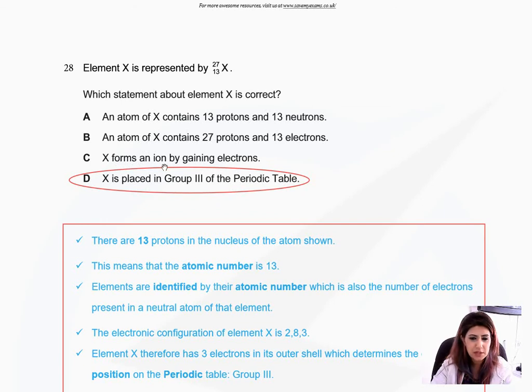X forms an ion by gaining electrons. If we look at aluminum, aluminum is in group 3. It does not take, it gives away 3. Remember, aluminum forms 3 plus? Yeah, 3 plus because they give away 3. So they don't gain, they lose. So that's wrong. Aluminum is placed in group 3. Yes, it's very obvious.